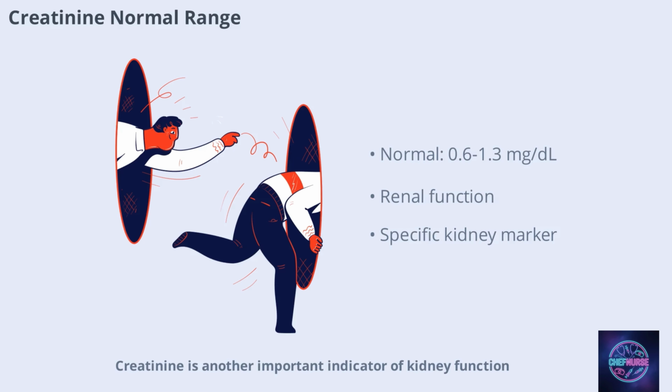Creatinine is another important indicator of kidney function, with a normal range of 0.6 to 1.3 mg/dl. Elevated creatinine usually points to impaired renal function. It's more specific than BUN for kidney health. On the NCLEX, you'll often see creatinine levels in questions about acute or chronic kidney injury, so be sure to remember the normal values and what they mean.